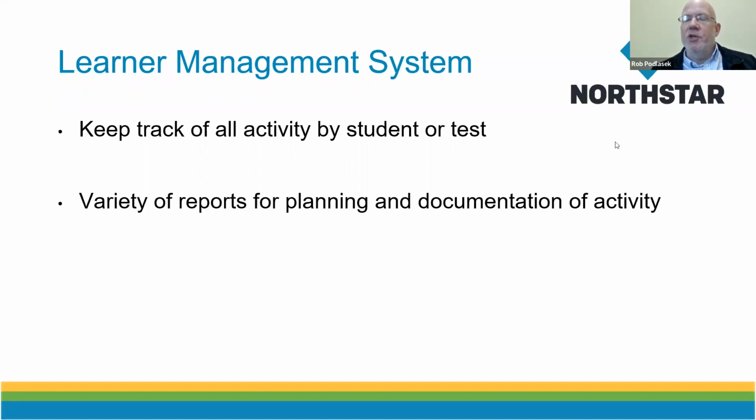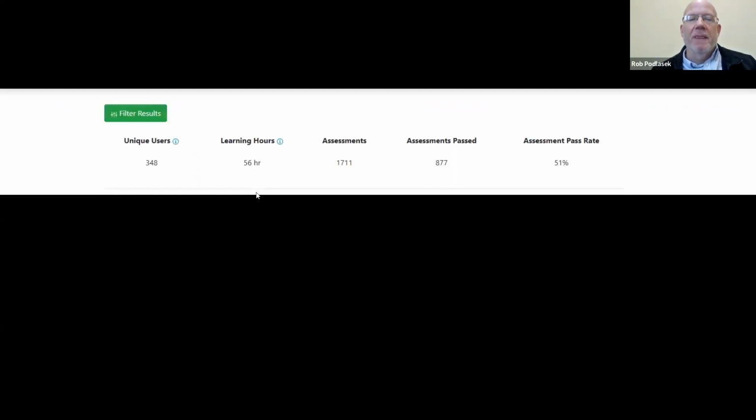So just quickly show you a couple screen caps of some of the more common reports. This is the most basic: how many learners, how many users, how many hours, how many assessments were passed, what's the passing rate. And this will default to for all time, and you can filter it for the month, which is probably more useful, or for the program year. And we'll look at that next time.